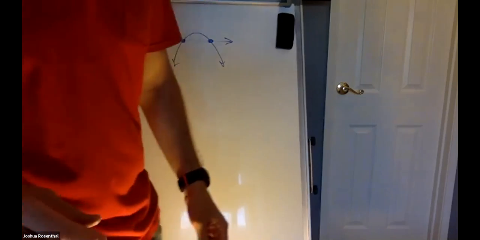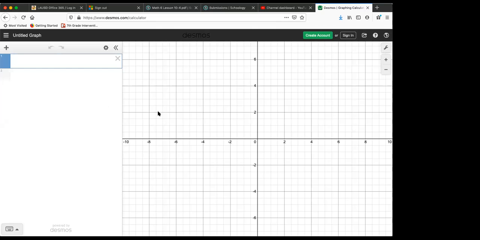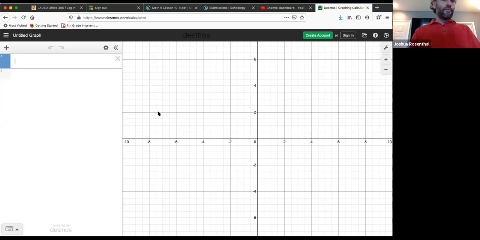Do you know how to use Desmos? Yes. So let's go to Desmos real quick. I'm going to share a screen. I can show you. 4x squared. What chapter is it? 13. Oh, 4x squared. So you want the equation maybe in standard form because that's what you're used to?